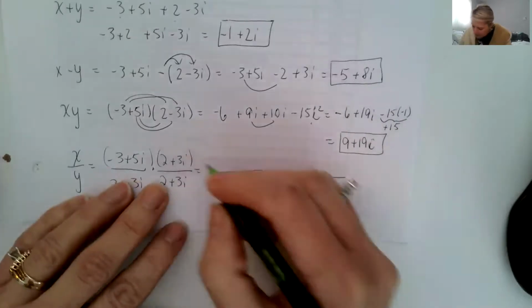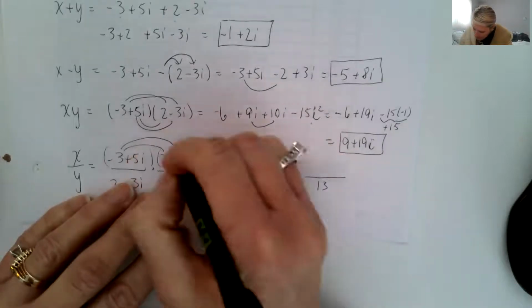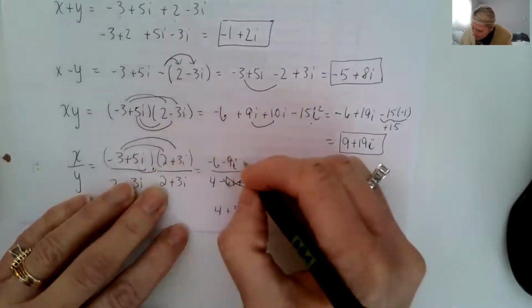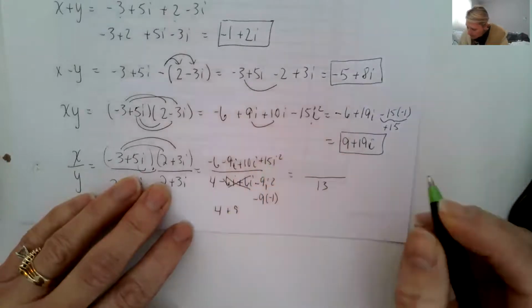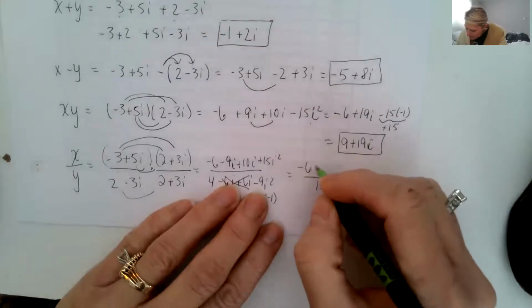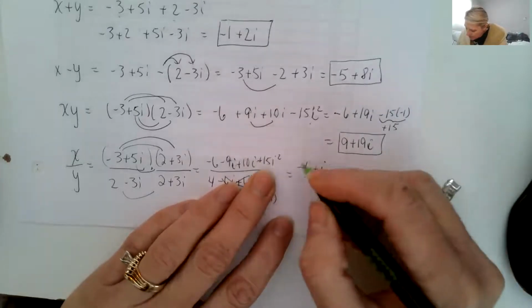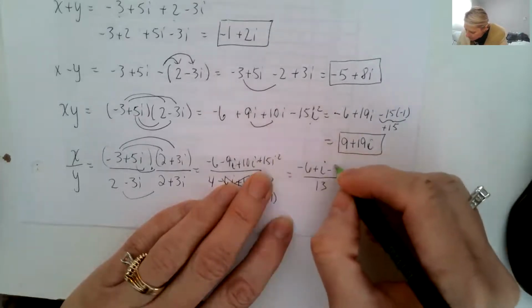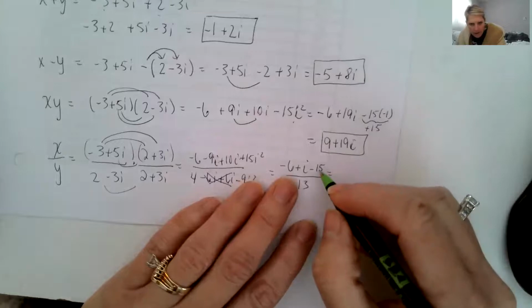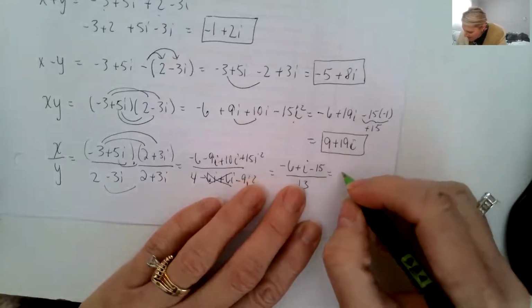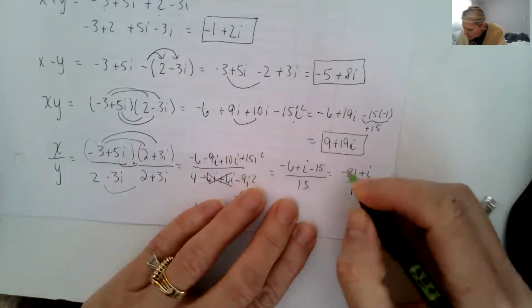Then in the numerator, we FOIL and we get a -6 and -9i and plus 10i plus 15i squared. So we have a -6 plus i when we combine our like terms. And then this plus 15 is times a -1. So it's really a minus 15. So when we combine our real values on top, in the numerator, we have a -21 plus i all over 13.